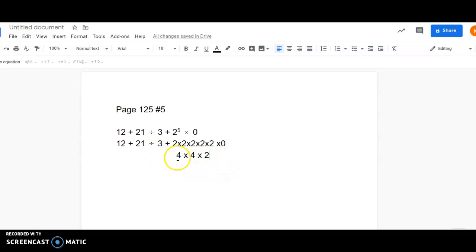Then I would do 4 times 4, which is equal to 16, times 2 stays. Now I'm going to do 16 times 2, which is 32. So all that 2 times 2 times 2 times 2 times 2, 5 times, is all equal to 32. So I'm just going to delete all that and put in 32 so I can move on.